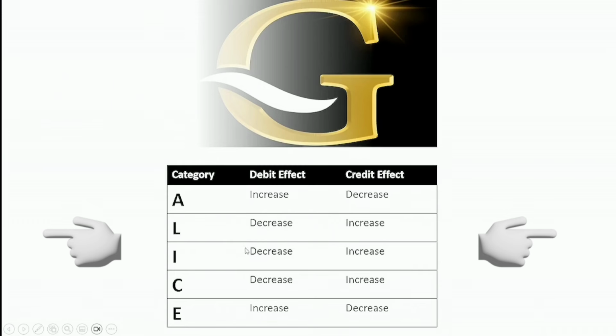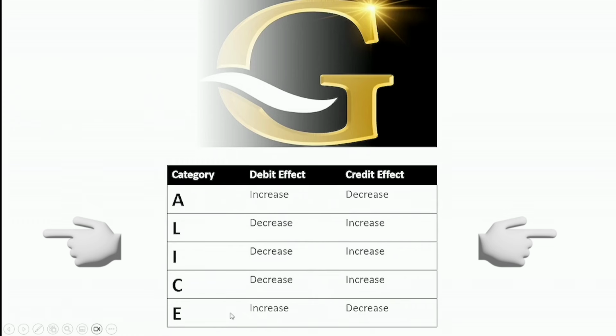Income, credit will increase it, a debit will decrease it. Capital, credit increases, debit decreases it. Expenses, a debit will increase, a credit will decrease. Essentially, a debit will only increase these two accounts, your assets and your expenses.